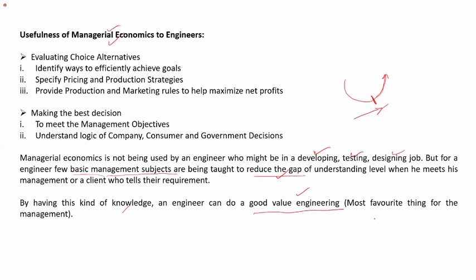Okay, so you can manufacture something, but not at the cost of a higher price. See, if the cost is 10 and the buyers are willing to buy it at 5 rupees or 7 rupees, what is the use of producing it? There should be a good value engineer. So for this purpose, the concept of managerial economics is useful for engineers.